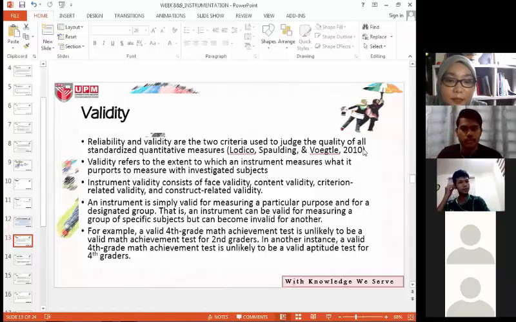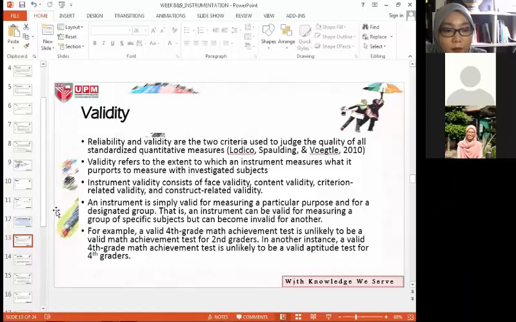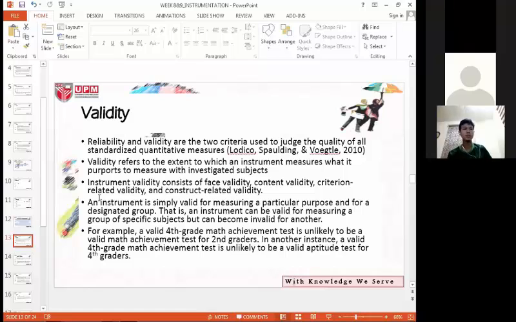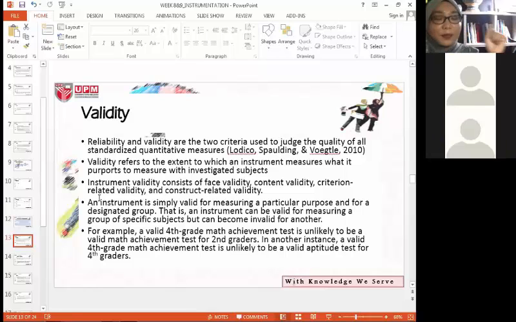Instrument validity refers to the extent to which an instrument measures what it is supposed to measure. Apa maksud dia? I need someone to just translate to Malay only. Dia kena ukur apa yang dia ukur. Mengukur apa yang sepatutnya diukur.